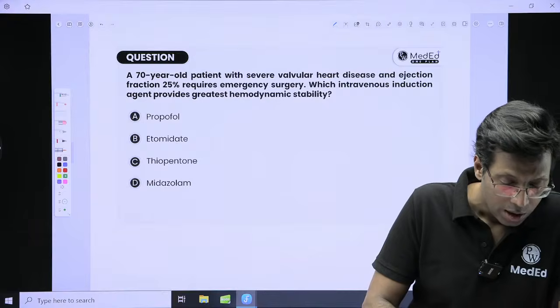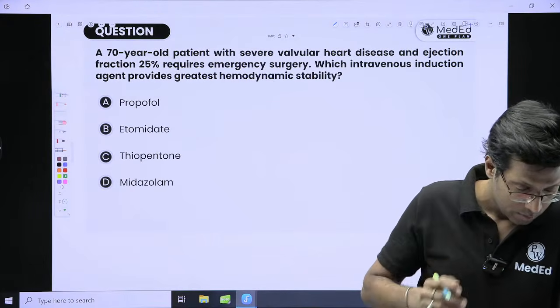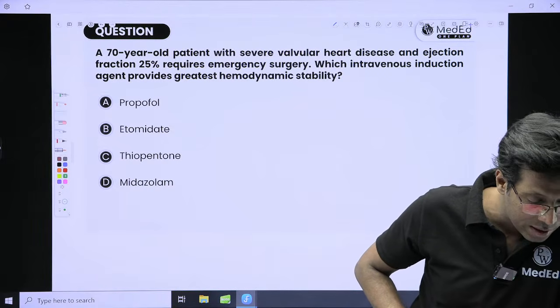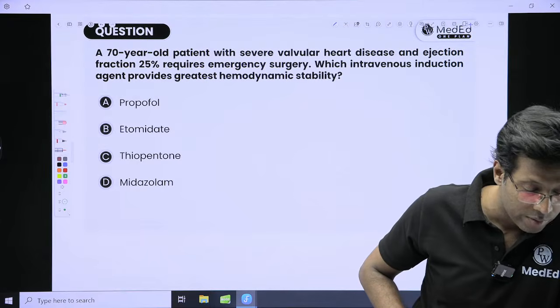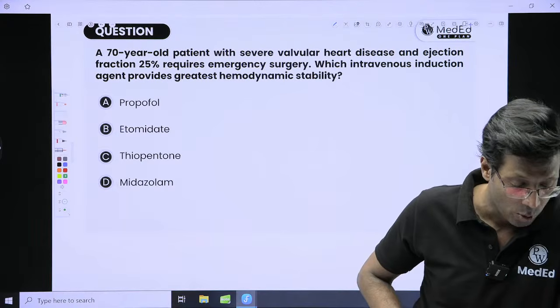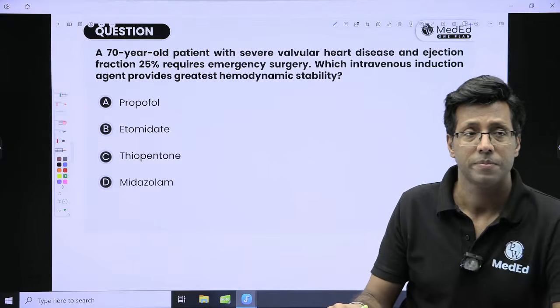Next question. I just discussed this. Anyway, a 70-year-old patient with severe valvular heart disease and ejection fraction 25% requires emergency surgery. Which intravenous induction agent provides the greatest hemodynamic stability? Okay, propofol, etomidate, thiopentone, or midazolam? Yes, anyone?